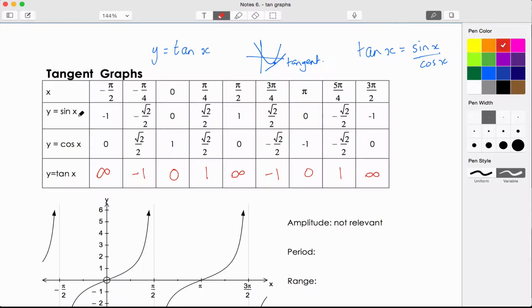Let's have a quick look at a couple of them. -1 divided by 0. We know in mathematics we can't divide by 0. It gives us either undefined, I would be happy if you wrote undefined here, or an infinite answer, infinity. Negative root 2 over 2 divided by root 2 over 2 is just -1. 0 divided by 1, we can divide by 1, so it's 0. And so on and so on.